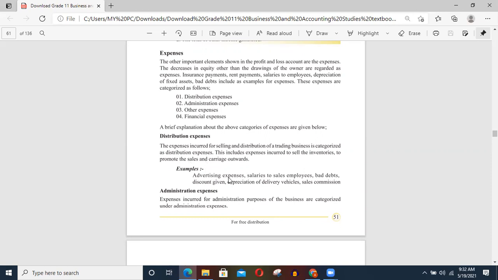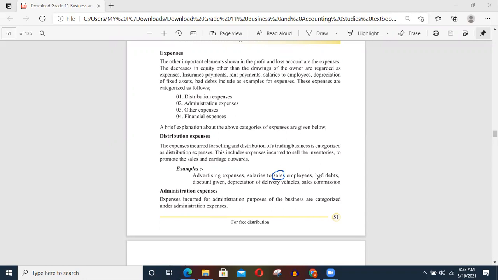So let's look at the examples here. First one is advertising expense. Why do you advertise? To promote sale, right? So that is distribution expense. Salaries to salespeople, look at it very carefully. Salespeople are also dealing with distributing or selling the product, right? So even these salaries as expenses come under distribution expense.